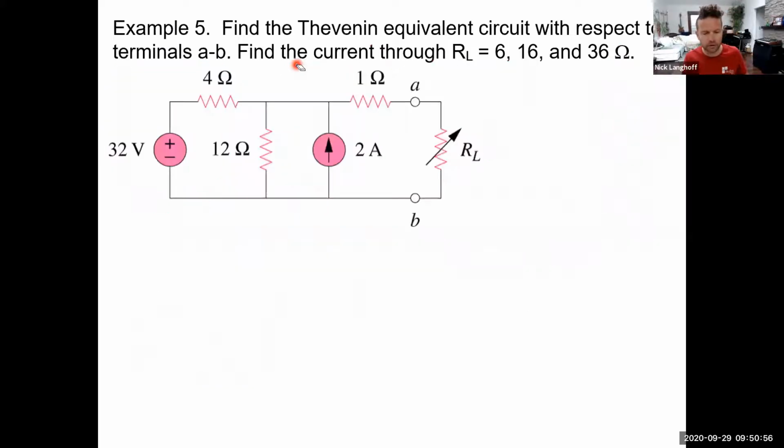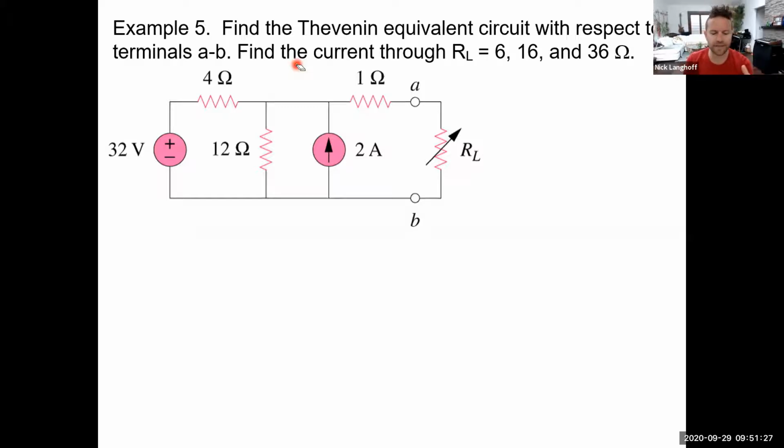Okay, so let's jump in and look at an example. We'll sort of show by demonstration how you Thevenize a circuit. So here's a circuit with a couple of voltage and current sources, and we want to find the Thevenin equivalent circuit with respect to the terminals A, B.